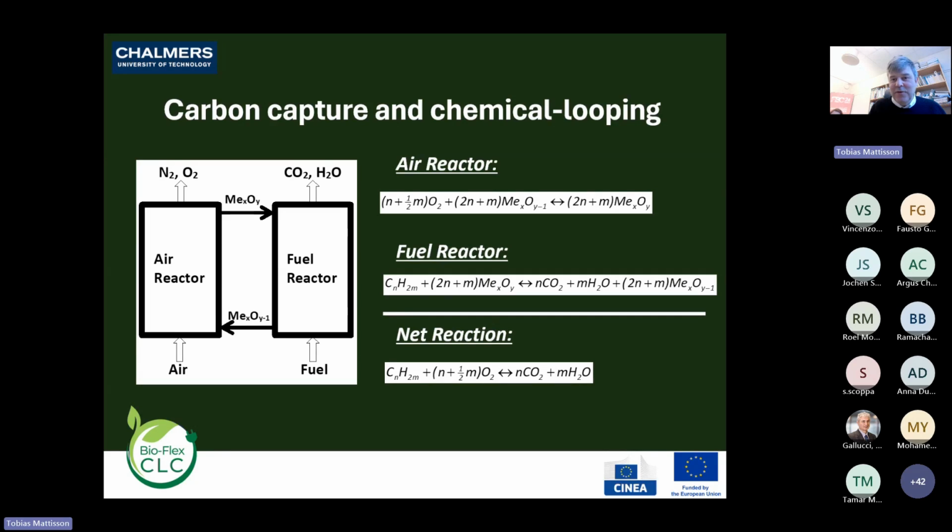And the great thing about chemical looping is that you can obtain the CO2 rather pure without any need for gas separation equipment or energy penalties.